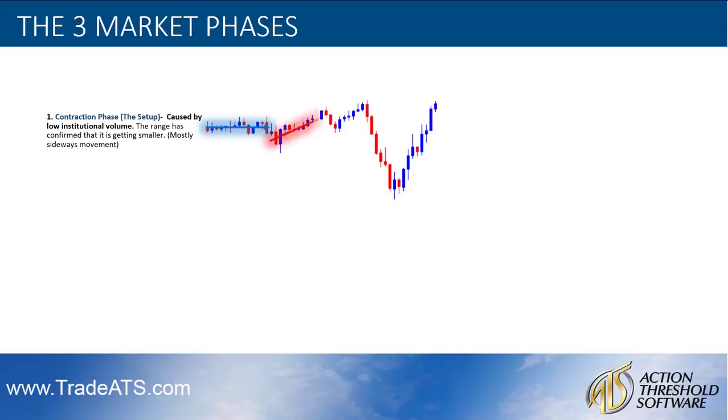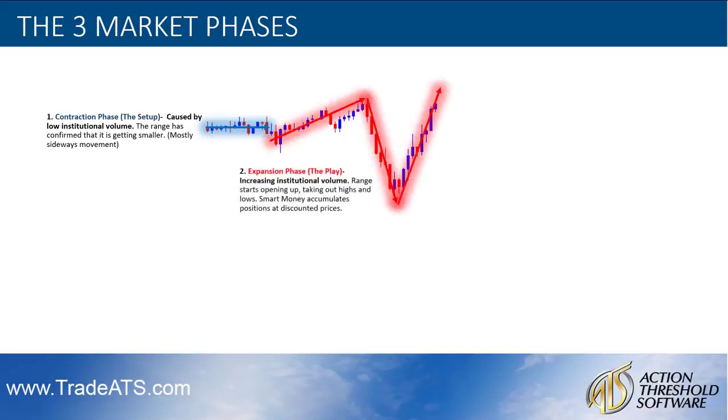So phase number 2 is the expansion phase. This is the play. This is where we get increasing institutional volume. The range starts opening up, it's taking out highs and lows. This is where smart money is accumulating positions at discounted prices. This is where dumb money gets beat up.